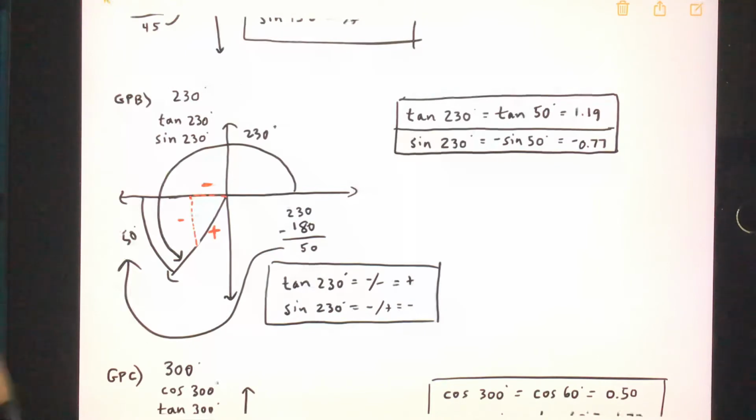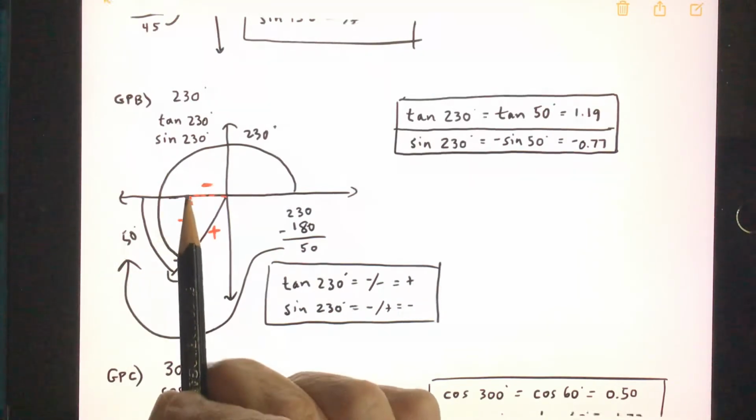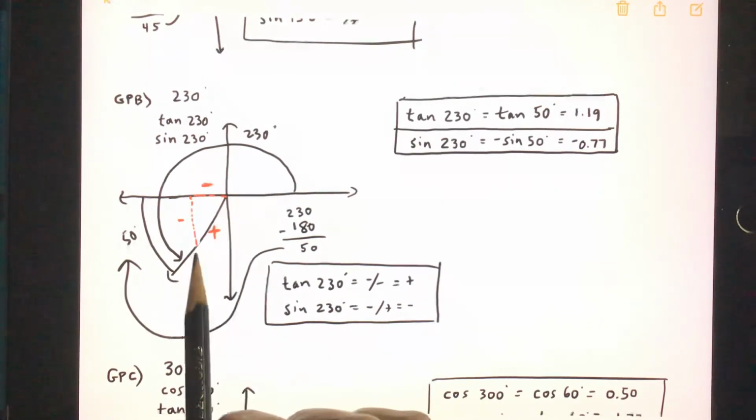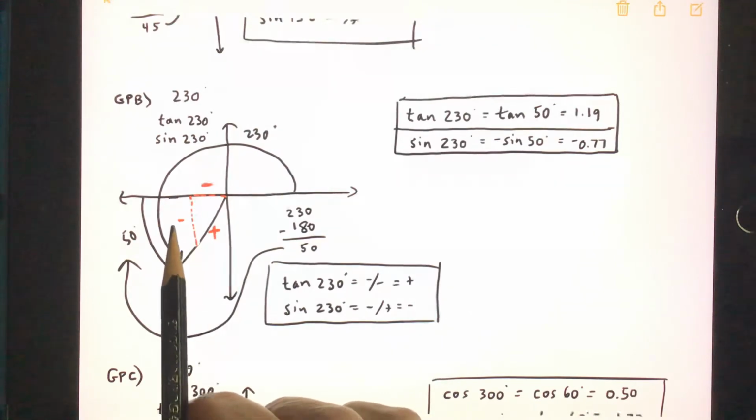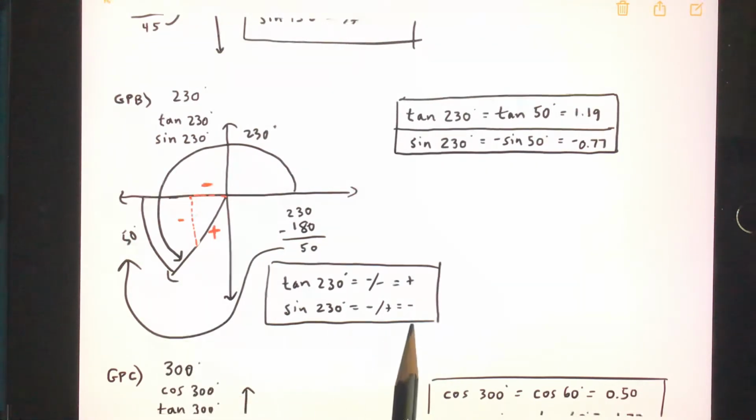The sine of 230 degrees, well, to find sine, it would be y, which is negative over our radius, r. So that would be negative over positive. Negative divided by positive is negative. So we're going to have to attach a negative sign to our reference angle of 50 degrees.